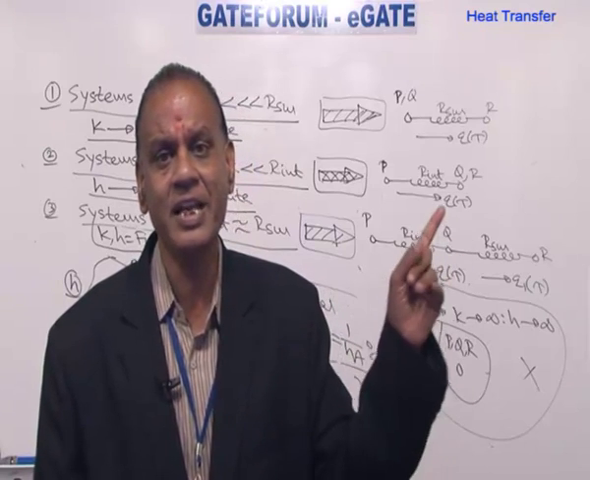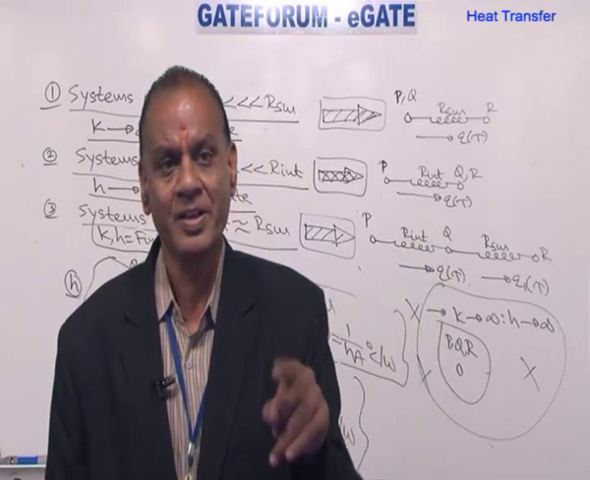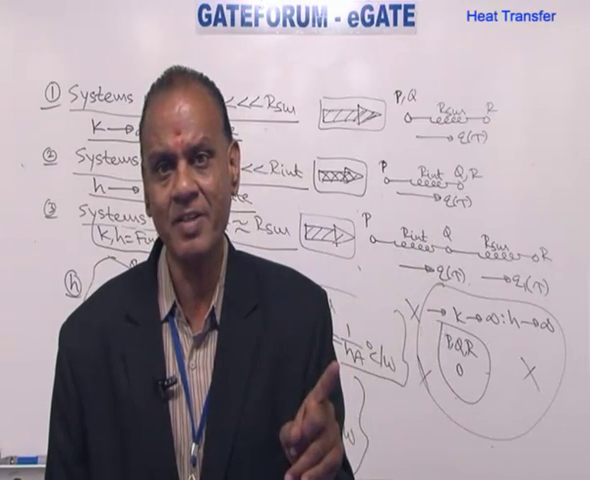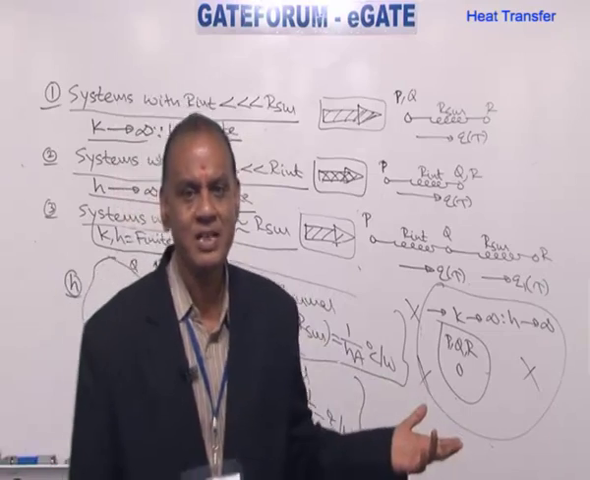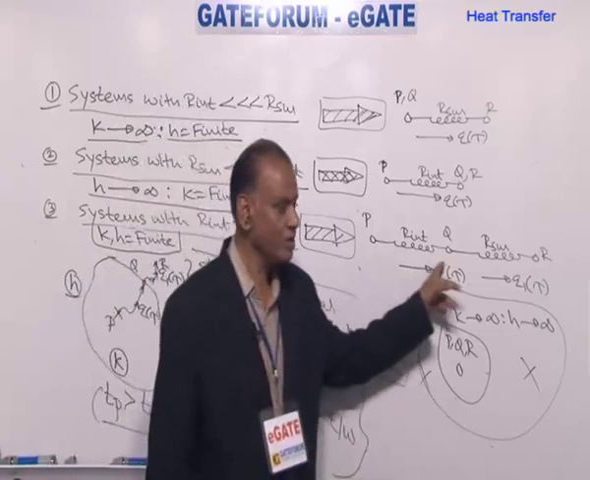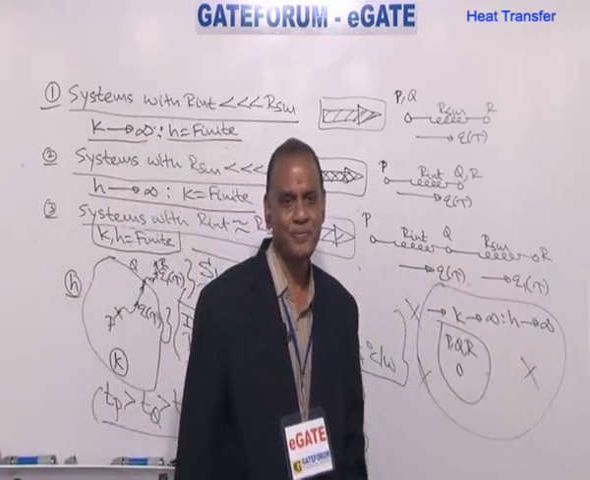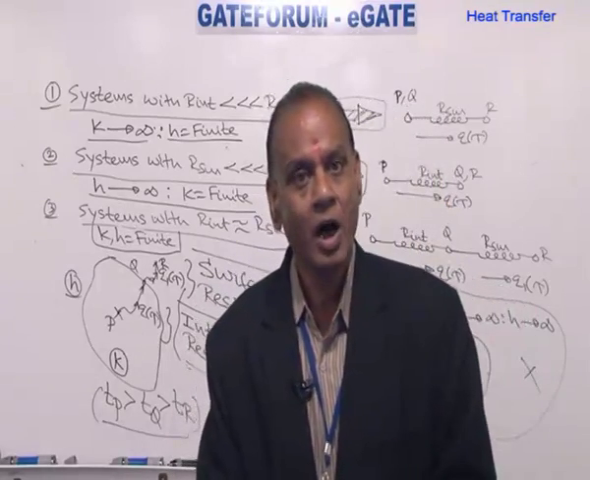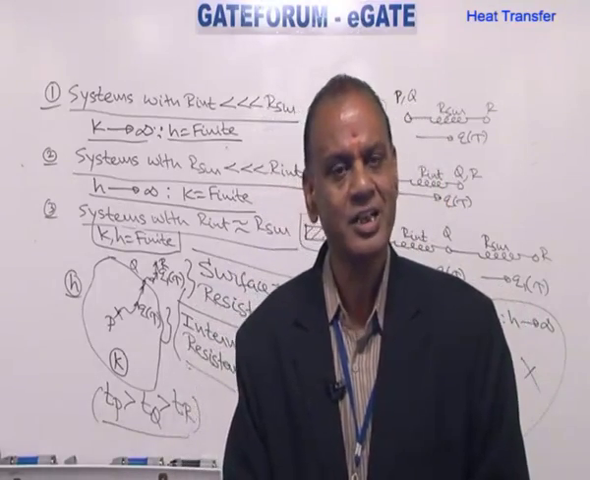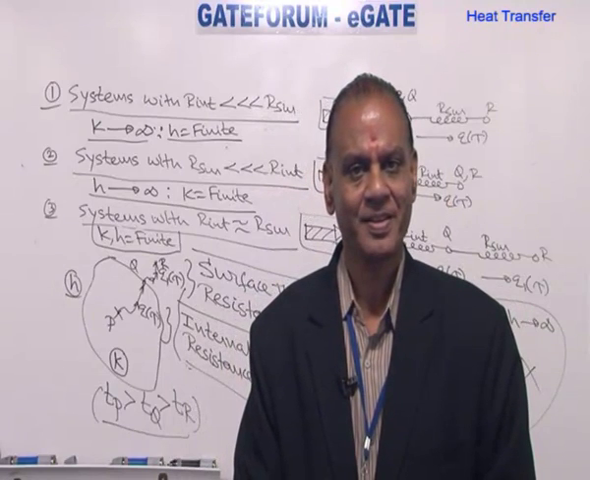H is finite, temperature is varying on the surface from Q to R. K is finite, temperature is varying inside from P to Q. Both are finite, temperature is varying inside from P to Q, and on the surface from Q to R. Right? This is the electrical way of looking at different types of non-periodic unsteady systems.